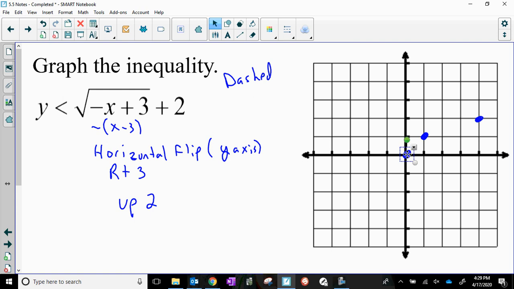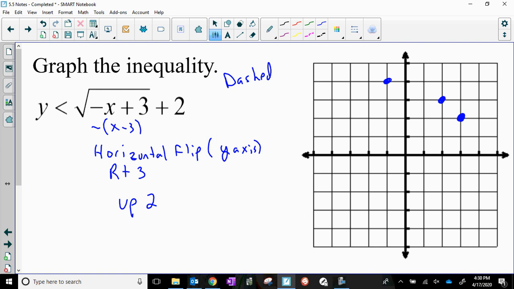So I'm going to take this first one. You cannot horizontally flip it. It's on the axis. Then we're going to go right 1, 2, 3, and then we're going to move up 1, 2. Then I'm going to take this point, flip it, move right 1, 2, 3, up 1, 2. Take this point over here, flip it across the axis, right 1, 2, 3, up 1, 2. And then I'm going to go and draw.